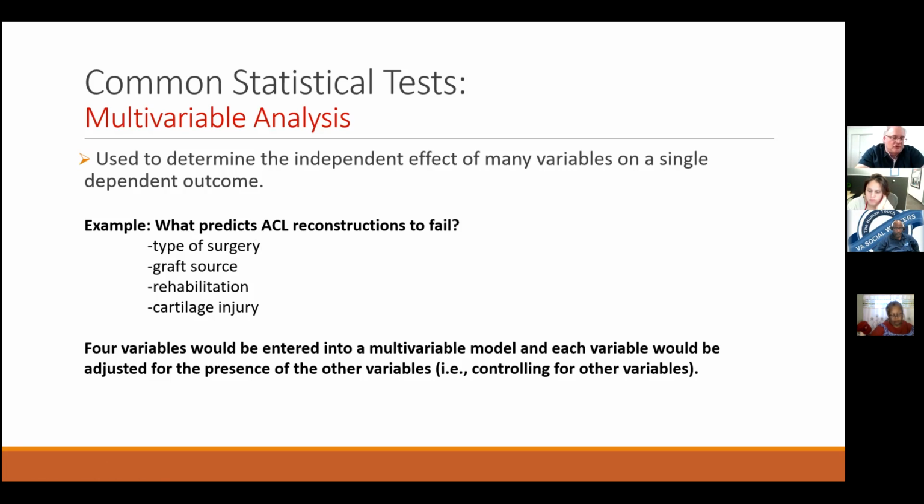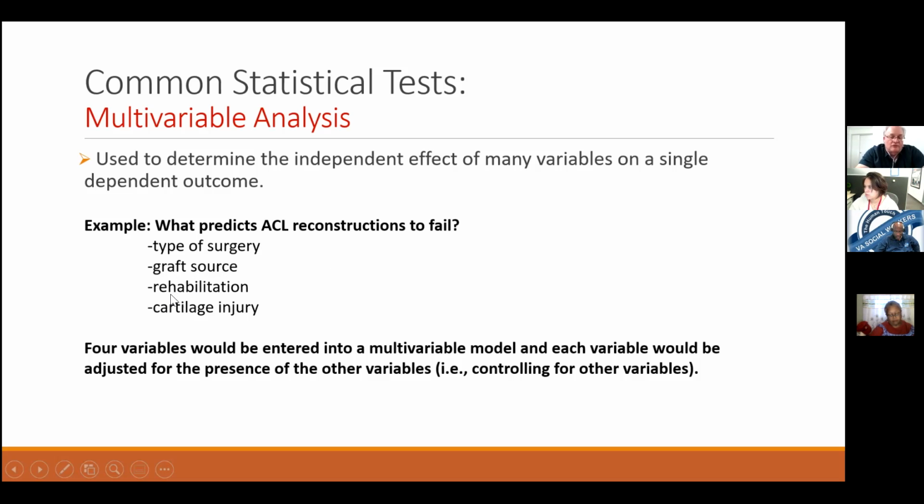Then maybe if I have surgery 1 versus surgery 2 versus surgery 3, which one does better in terms of how well my ACL reconstruction works? So my outcome is, does it fail or not? And maybe my primary variable of interest is, does the type of surgery influence that failure rate? However, I want to control for other variables. I want to take into account age. I want to take into account gender.